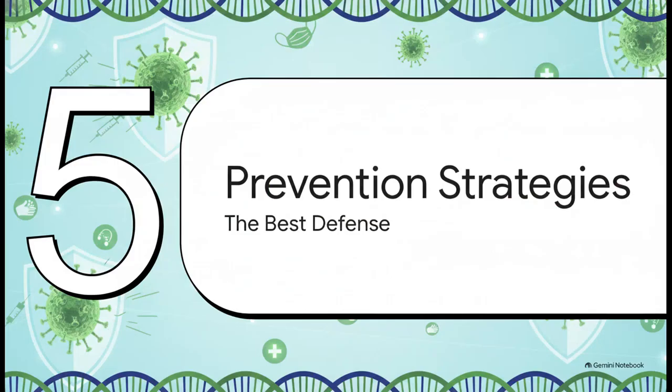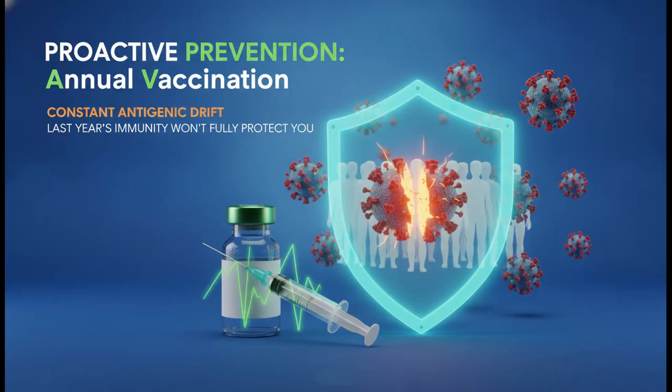Finally, we've arrived at Section 5, Prevention Strategies, the best defense. The absolute golden rule of influenza management is proactive prevention. Annual vaccination, whether you're using the inactivated shot or the live attenuated version, is recommended for practically everyone 6 months of age and older. Remember that constant antigenic drift we discussed earlier? That's exactly why last year's immunity simply won't fully protect you against this year's strain. We have to keep updating our defenses.